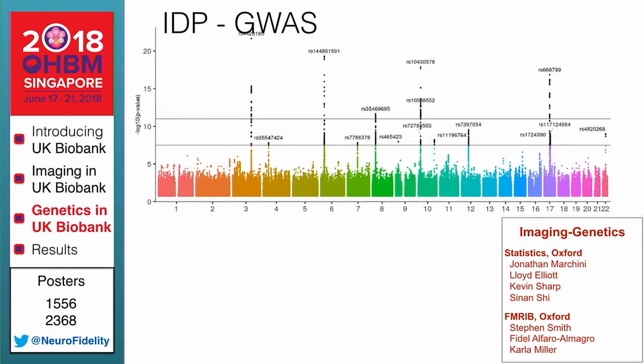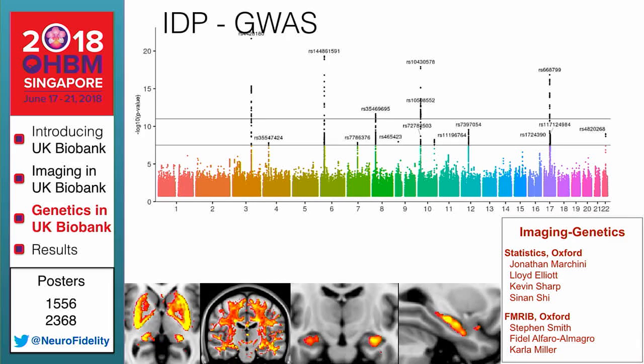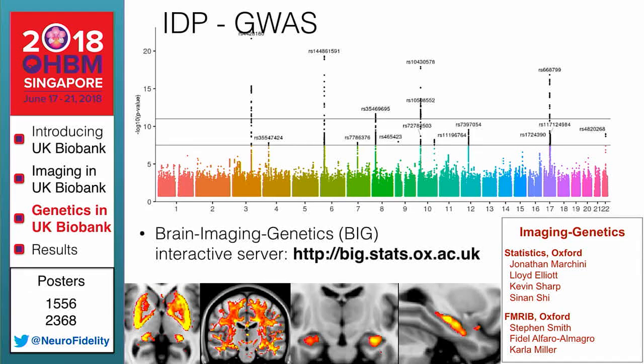This is a Manhattan plot, the typical result of a GWAS study. Once we identify the SNPs that are significantly associated with the IDP, we can run a GLM analysis with that SNP, and we can see what parts of the brain are different in the two groups, having a certain value for a SNP or another. All this information that we have found is available in this server, the Brain Imaging Genetics interactive server, for anybody to check.